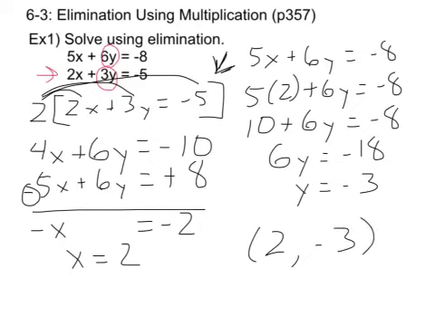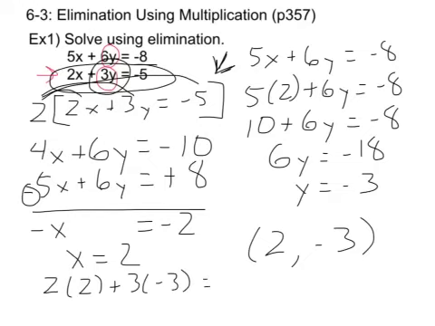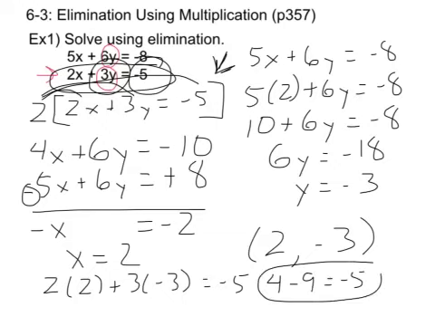Now to check to see if that works in the system, I'm going to take the second equation. 2 times x, x is 2, 2 times 2, plus 3y, 3 times negative 3, equals, right here, negative 5. So 2 times 2 is 4, plus 3 times negative 3 is negative 9, equals negative 5. Is this a true statement? Is 4 minus 9 negative 5? Yes, it absolutely is. So that verifies that this is the correct answer for my system.